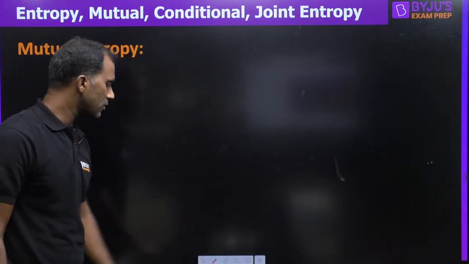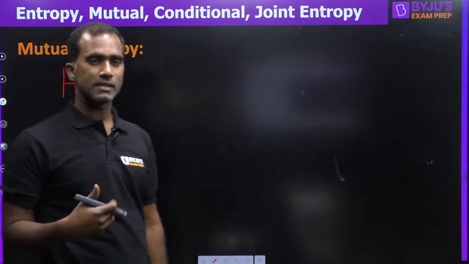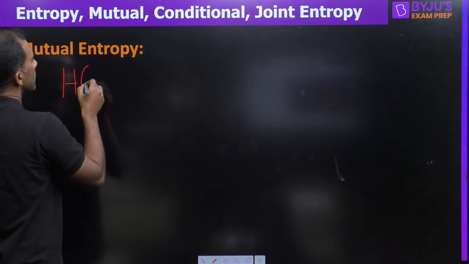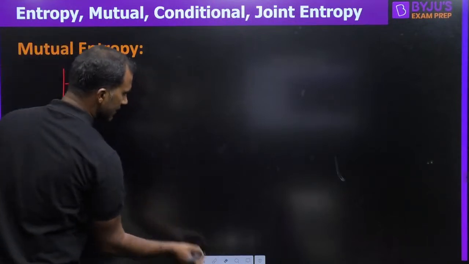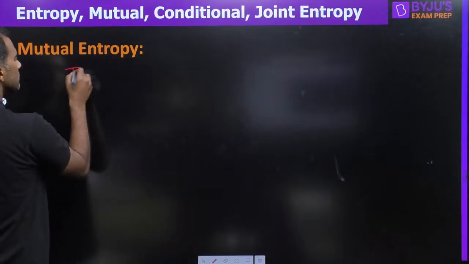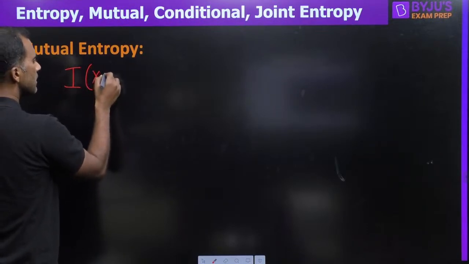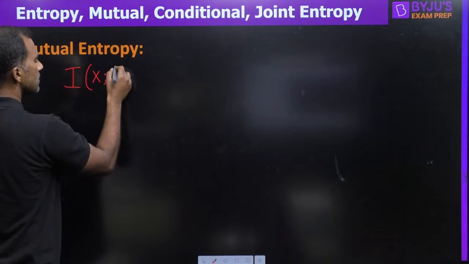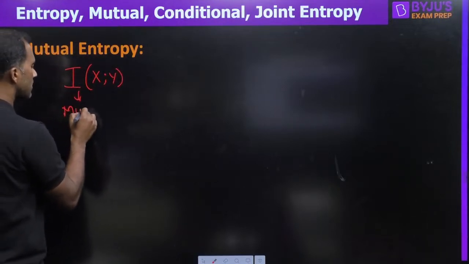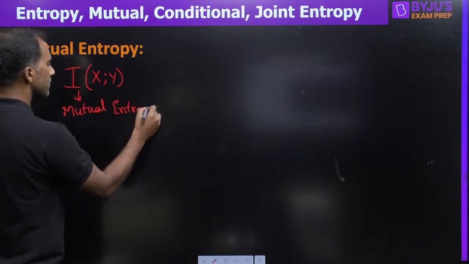So let's talk about mutual entropy. I'll combine all of them and simplify it. Observe carefully. How about mutual entropy? We denote mutual entropy with the symbol I, because H is already used. H of x comma y is already used for joint entropy. We use the symbol I of x colon y, or comma y is also okay. So we call this mutual entropy. There are 3 formulas for this. I'll tell you the meaning of all of them.